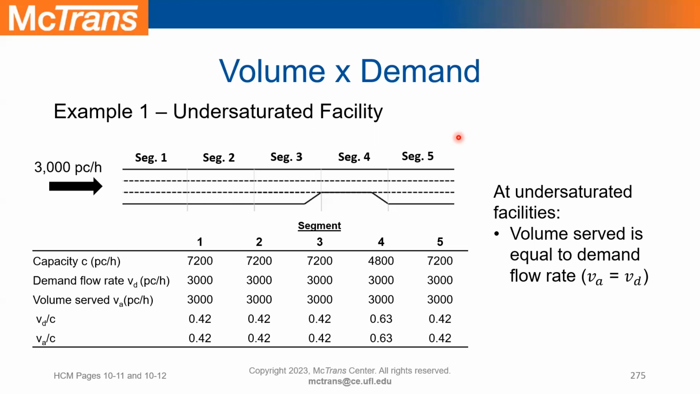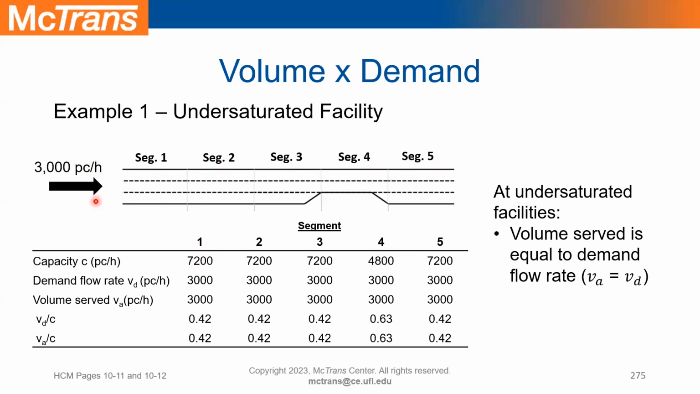I have 5 segments, and in segment number 4, I have 2 lanes. We have a lane drop between segment 3 and 4, and then a lane add between segment 4 and 5. So I assume my per lane capacity is 2,400. That's going to give me 7,200, as you can see on this table, capacity for segments 1, 2, 3, and 5. And segment 4's capacity is 4,800. That's where it is coming from.